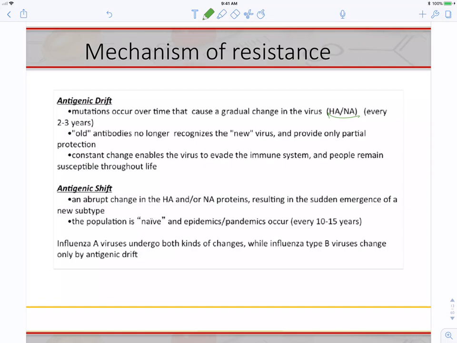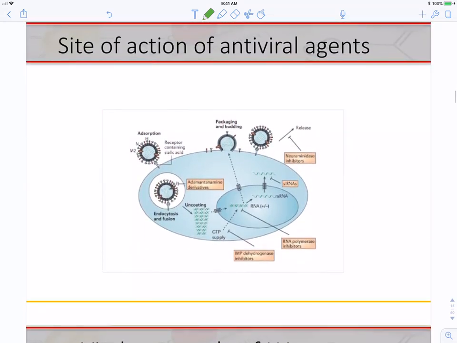And then we have what we call antigenic shift, which is an abrupt change in the sequence of HA or RNA, and that results in the sudden emergence of a new subtype. That's very dangerous because the population is naive, doesn't have any protection against this new virus, and so we have epidemics or pandemics. Influenza A has both types of changes, whereas B only changes by antigenic drift, and so we have time to get used to it.